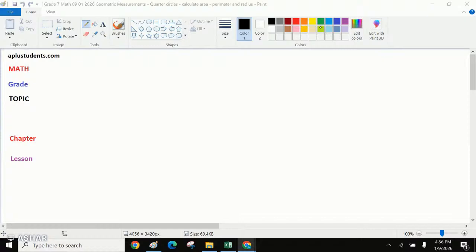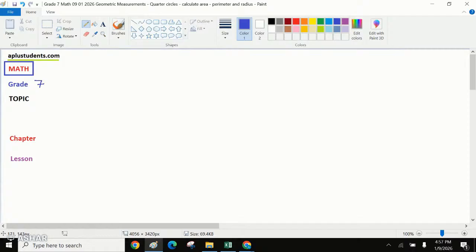For the class, the first thing you need to do is go to aplusstudents.com. You need to go to the website and log in. Then you need to select math as your subject. You're having a maths class and your grade level is grade 7.